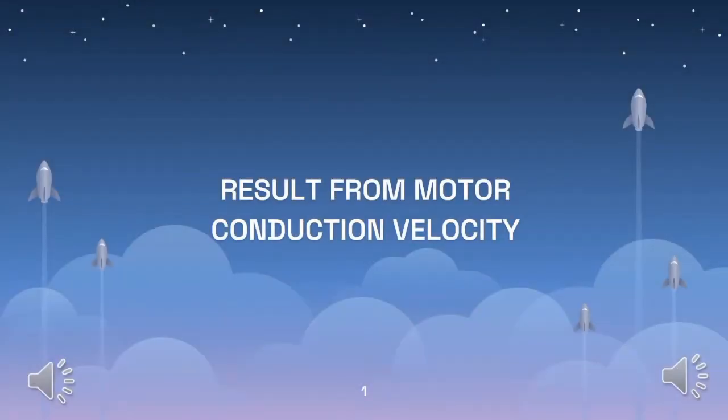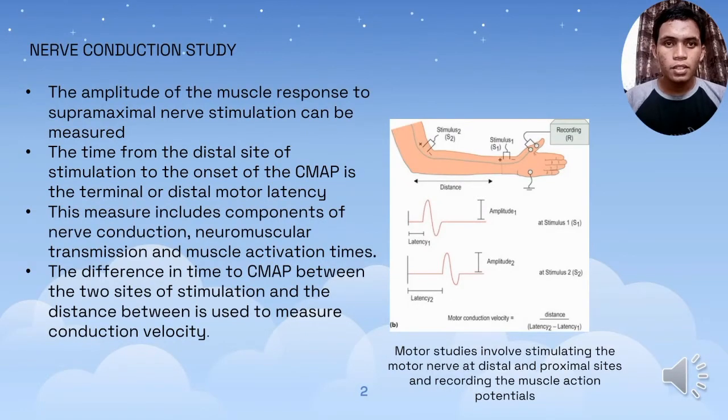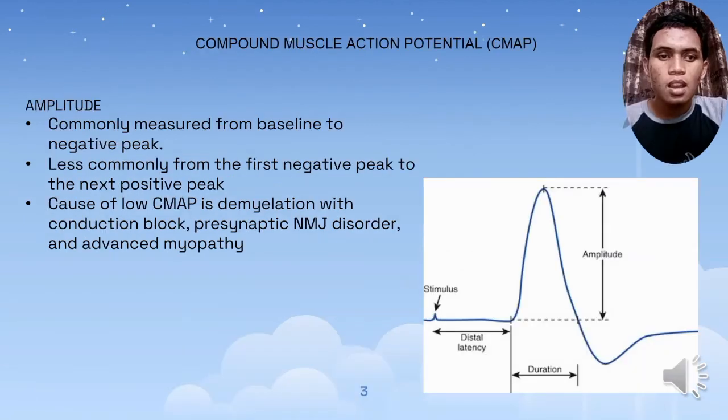Results of motor conduction velocity. Firstly is the nerve conduction study. The amplitude of the muscle response to supramaximal nerve stimulation can be measured. The time from the distal site of stimulation to the onset of the CMAP is the terminal or distal motor latency. This measure includes components of nerve conduction, neuromuscular transmission, and muscle activation times. The difference in time of CMAP between the two sites of stimulation and the distance between them is used to measure conduction velocity. Next is the compound muscle action potential or CMAP.